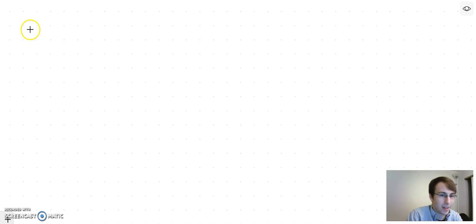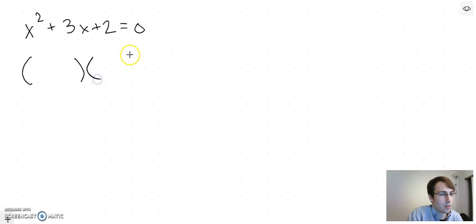Let's talk about factoring as a way to solve quadratic equations. Suppose we've got a quadratic equation, x squared plus 3x plus 2 equals 0. When we factor, we want to find two terms that multiply together to give this term. So it's going to be x plus something and x plus something else.